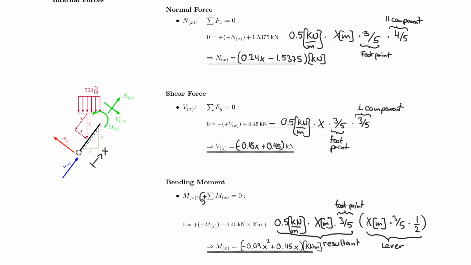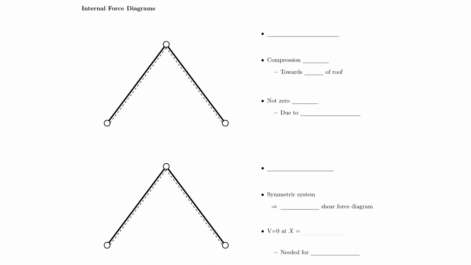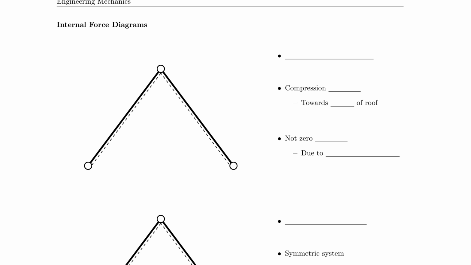So that concludes our equations, and we can now move on to drawing the internal force diagrams. So what I will do next is I will just bring over my equations. So for the normal force equation, I used n of x being equal to 0.24x minus 1.5375, if I'm not mistaken.